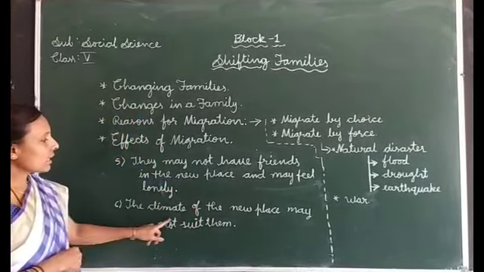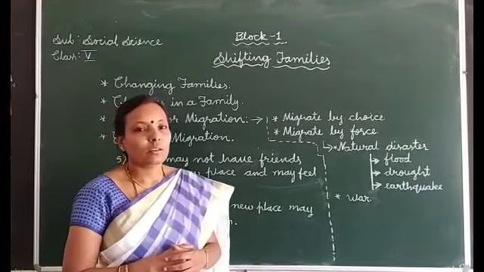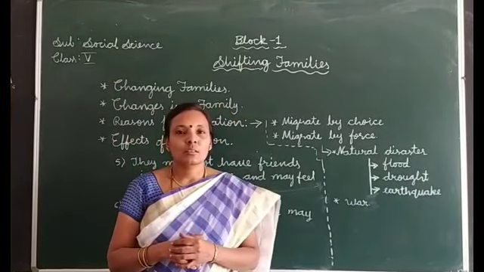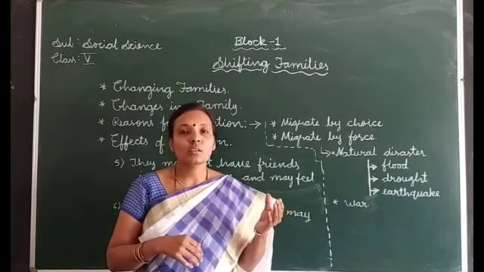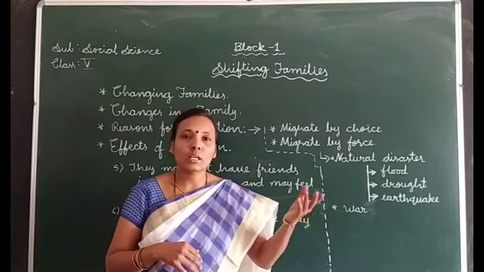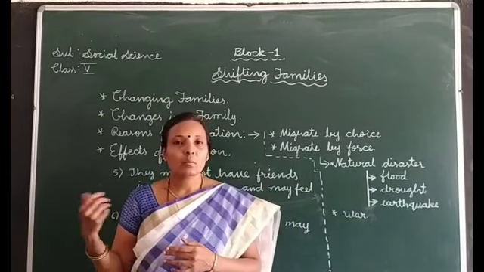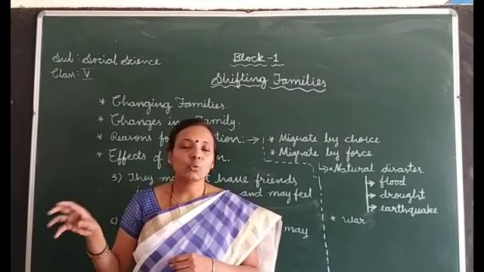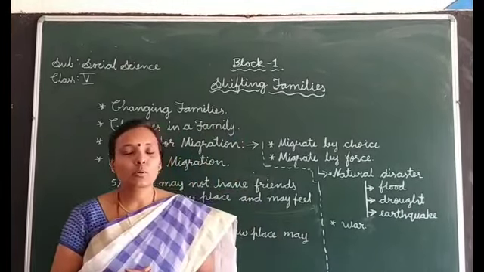Last one, the climate of the new place may not suit them. When people migrate to a new place, the climate may change from the place where they stayed, their hometown. When they move to a new place, the climate may be different. So, they cannot adjust to that new place's climate. That is also one problem. They may face that problem also.